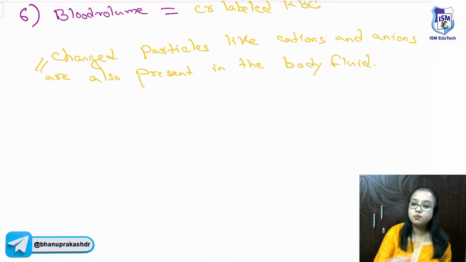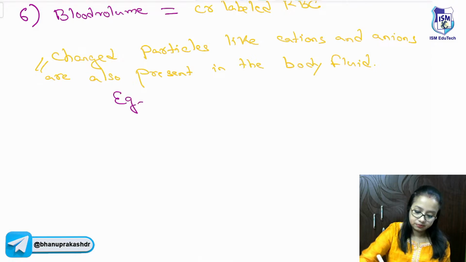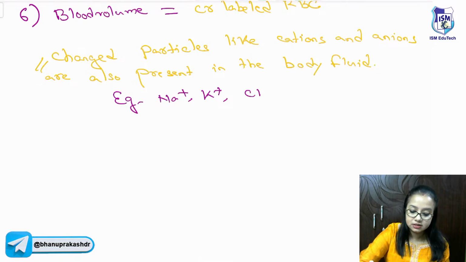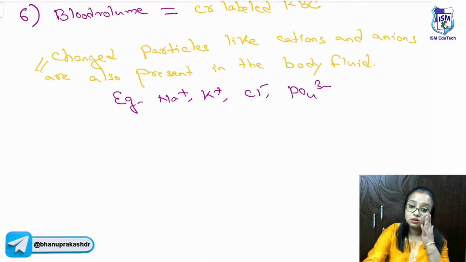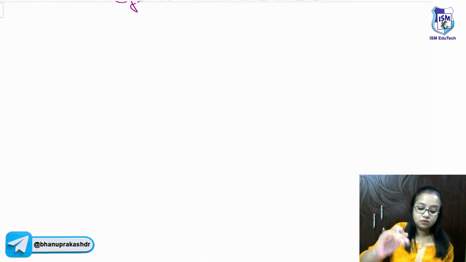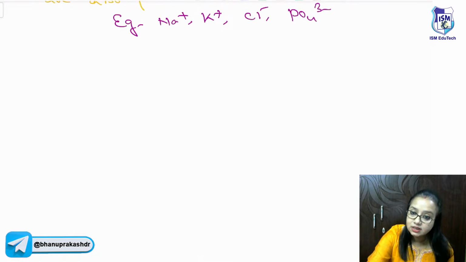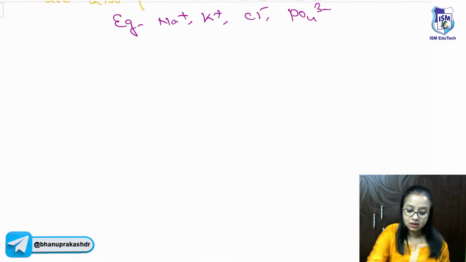Now, of these charged particles, cations and anions, the predominant ones among cations are sodium and potassium. Among anions, it is chloride and phosphate. There are others also, calcium, magnesium, manganese in traces, bicarbonates are there. But the predominant ones, the maximum ones, are sodium, potassium, chloride and phosphate. Now, the concentration of these is not the same in the ECF as compared to the ICF.